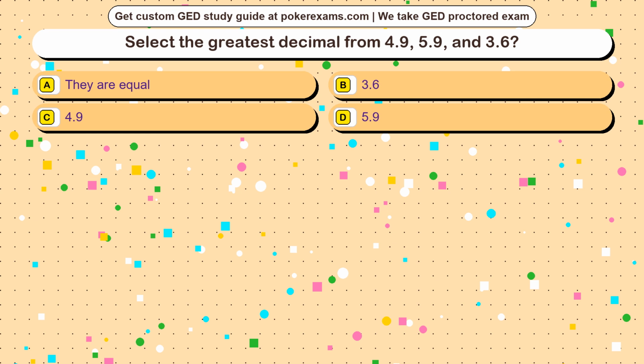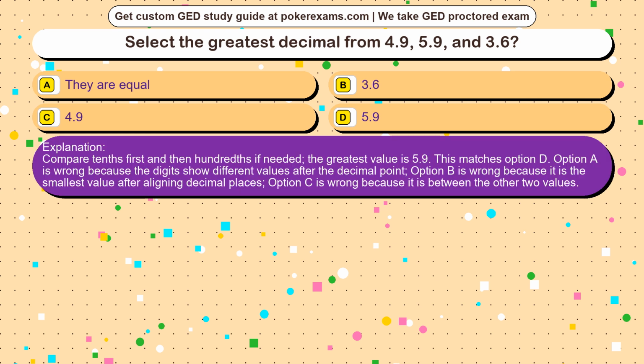The correct answer is option D. Compare tenths first and then hundredths if needed. The greatest value is 5.9. This matches option D. Option A is wrong because the digits show different values after the decimal point. Option B is wrong because it is the smallest value after aligning decimal places. Option C is wrong because it is between the other two values.